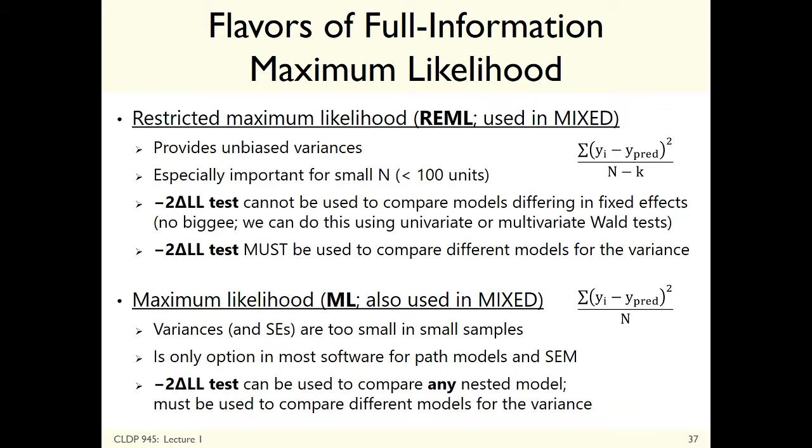If you're in ML, you can compare any kind of nested model. It can differ in fixed, random, or both. So ML is more general in that regard. But I maintain this is not a problem because we can always test differences in fixed effects directly. We can stare at the p-values that show up on the output to do that. The only types of model comparisons that we need to do log likelihood comparisons for are variance comparisons, and that's exactly what we're talking about here for REML, variance comparisons only.